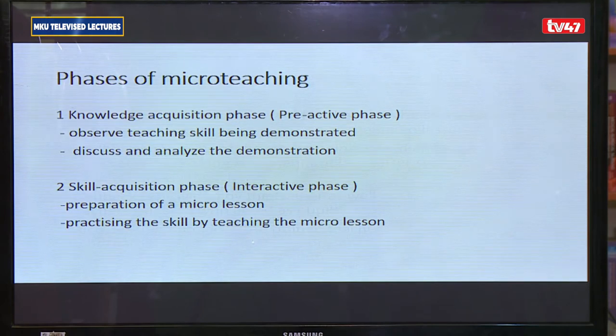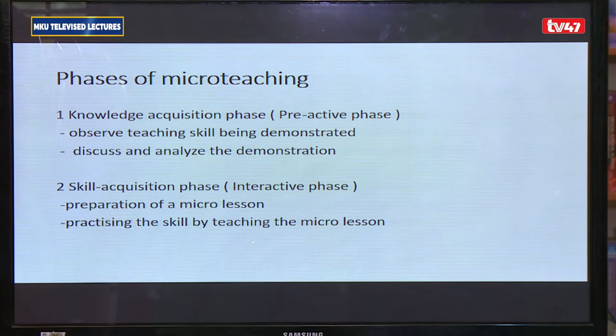Now, micro-teaching has several phases. We are at our small subheading here, phases of micro-teaching. There are several phases. Let's look at these phases. The first one is referred to as the knowledge acquisition phase. It's also the preactive stage in micro-teaching. What happens in this stage is that the student teachers observe their teacher demonstrating how the micro-teaching session will be carried out. So the teacher must demonstrate as the student teachers observe. Then after the teacher has demonstrated, they discuss and analyze the demonstration, what the teacher did, what they are expected to do, and so on.